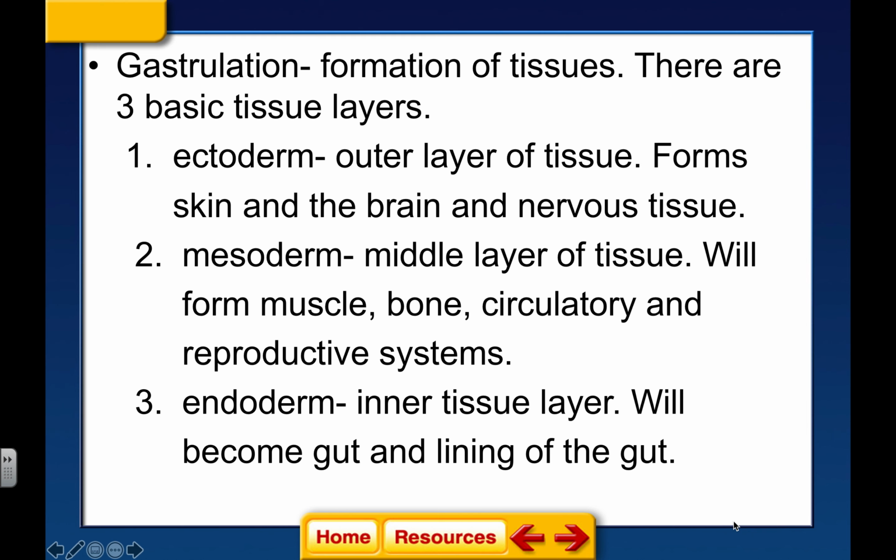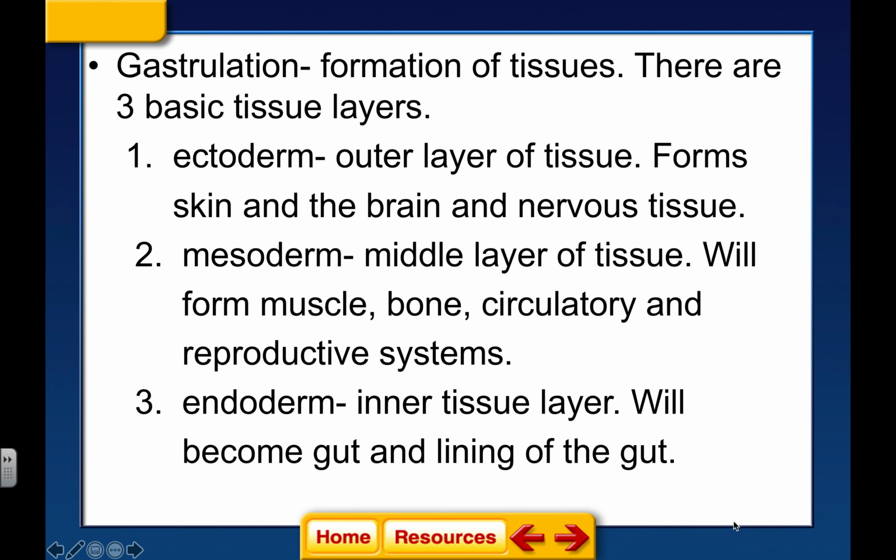I am going to ask you that on a test, so make sure you know that the process of forming these layers, we talked about what the layers were, we talked about what they gave rise to, but the actual forming of layers is gastrulation. Like the process of forming a head is called cephalization. So, this process is the formation of tissues, and we have three basic tissue layers.